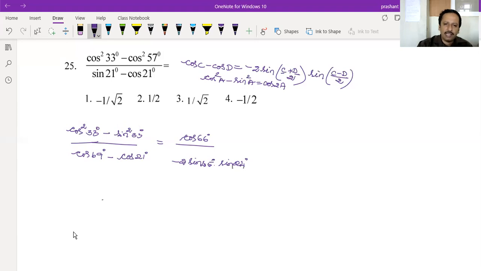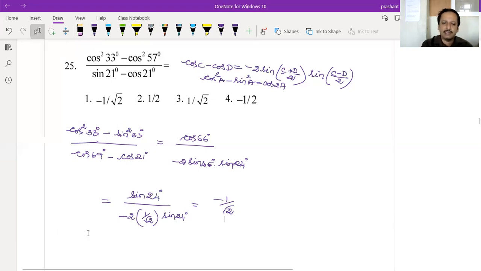Okay. Now, meanwhile, cos 66 can also be written as sine 24 degree. Cos 90 minus theta, 66 is 90 minus 24. Cos 90 minus 24 is equal to sine 24. So here in the denominator, minus 2 into sine 45 degree, that is 1 by root 2 into sine 24 degree. Here sine 24 gets cancelled, minus 2 by root 2, that will be minus 1 by root 2. Minus 1 by root 2, which means first option is the correct answer.